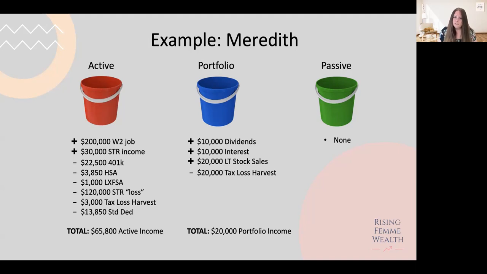She still had the same amount of exposure in the stock market, but we sold those losses, bought back in something that was different from the original sale, and we're able to generate that loss. So she could use $20,000 against her capital gains, and then an extra $3,000 towards her active income. And we also still have the standard deduction here. So we got her active income down to $65,800 and her portfolio income down to $20,000.